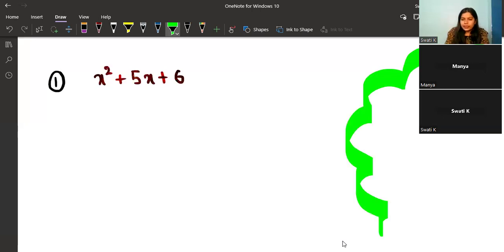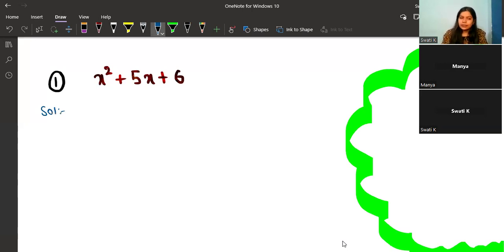Manya, that middle term split questions you have to practice if you want to become better at it. So more practice, you'll become better at it. So x squared plus 5x plus 6. Tell me, what is the first thing that we do in the middle term split, of course?